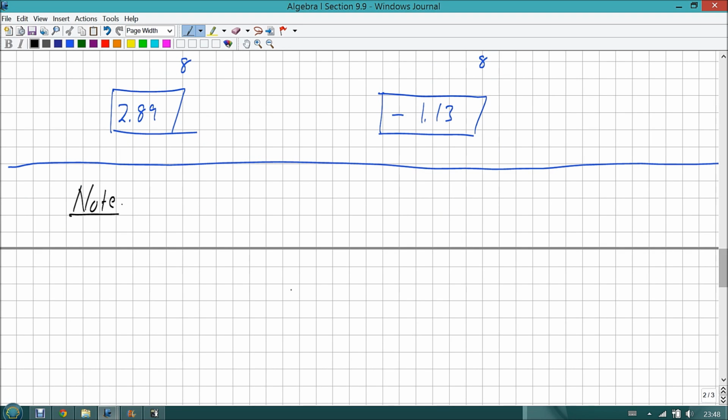So, one quick note before we call it a day. Note, if the square root of b squared minus 4ac turns into a situation where you're taking the square root of a negative number, then you have no solution.